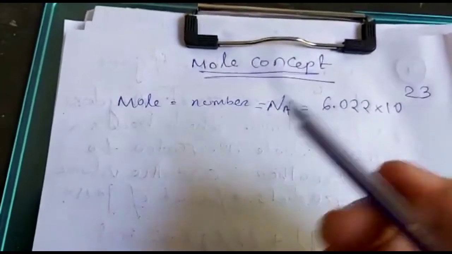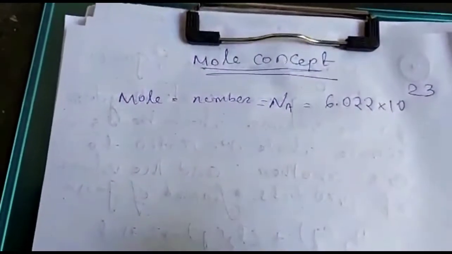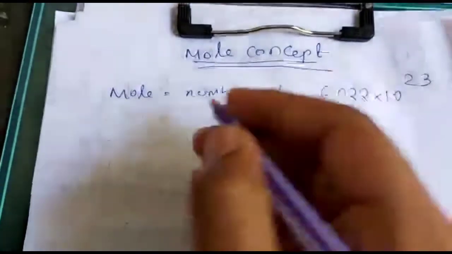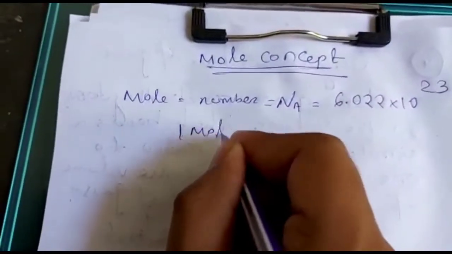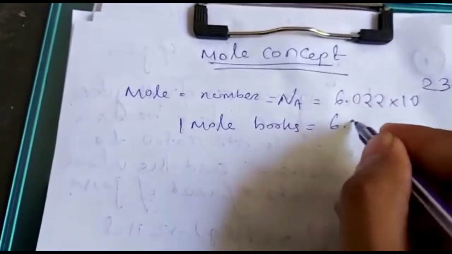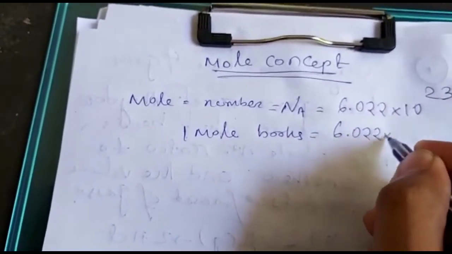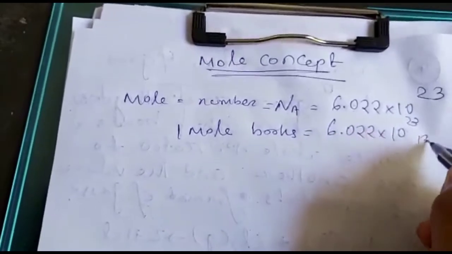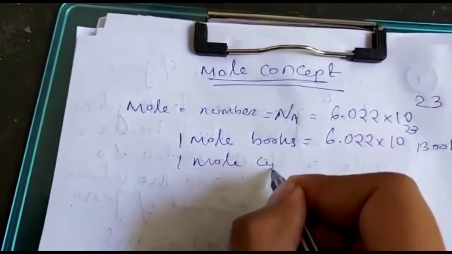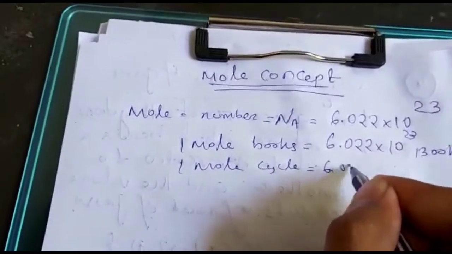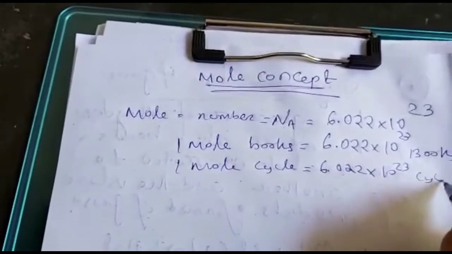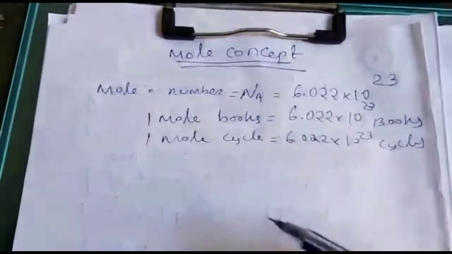Suppose you have 1 dozen of bananas, then it is 12 bananas. If you have 1 dozen of oranges, then 12 oranges, like this. If you have 1 mole of books, then it will be 6.022 into 10 to the power 23 books. If you have 1 mole of bicycles, then it will be 6.022 into 10 to the power 23 cycles, like this. It is a number, a simple number.